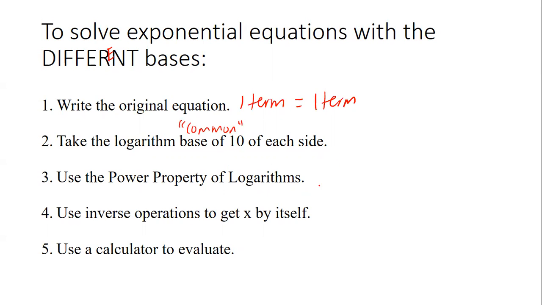Then you're going to use the power property of logarithms, which is property number 5. And that property is just saying that if I have a log with a power, the power can become the coefficient. Remember that one? Property number 5. Then you're going to use inverse operations to get x by itself.